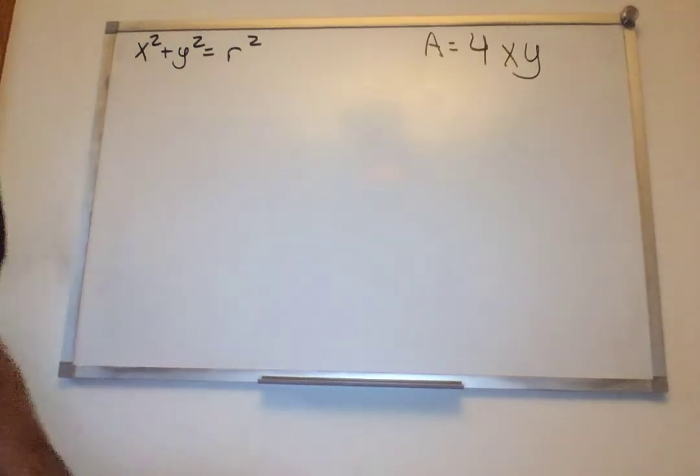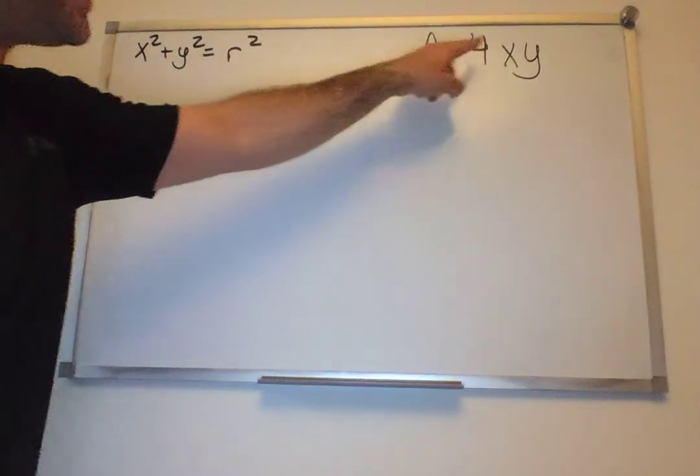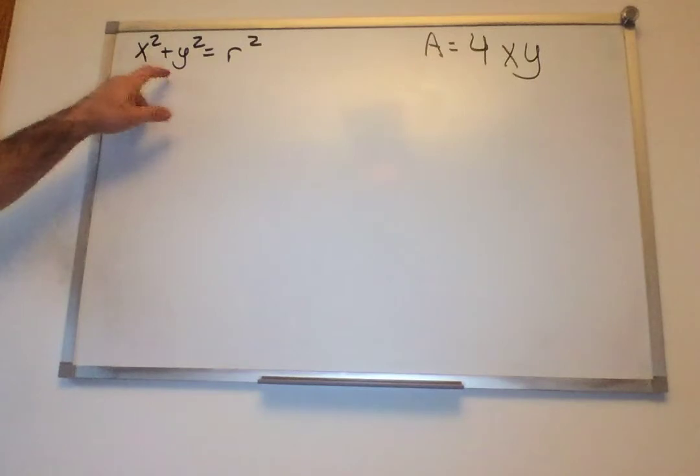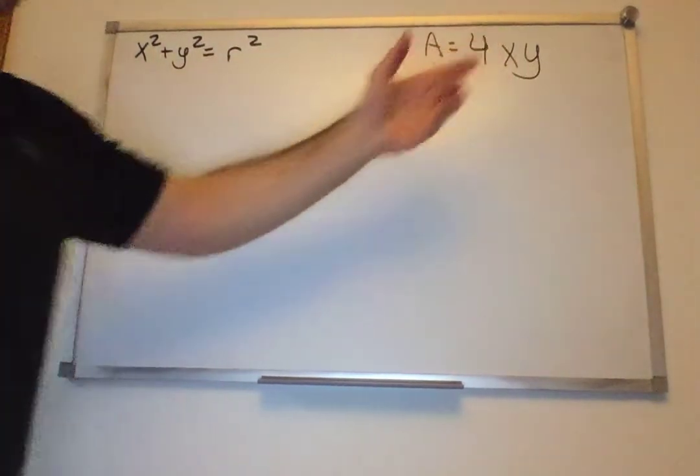But in order to do that, this has to be a function of x. Right now it has x and y. Just like the last two problems, we had to get rid of one of those variables in the function we're trying to minimize or maximize. Now we have another equation right here that we can solve for y, and then we're going to plug it in.